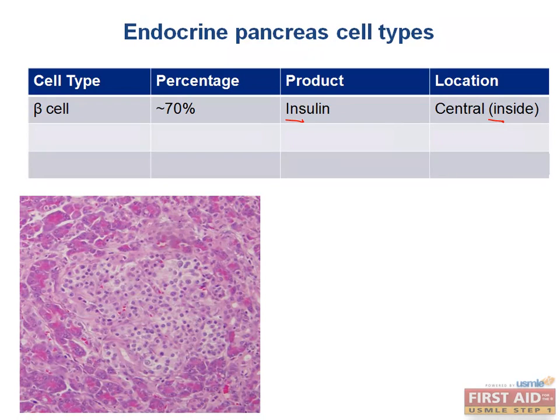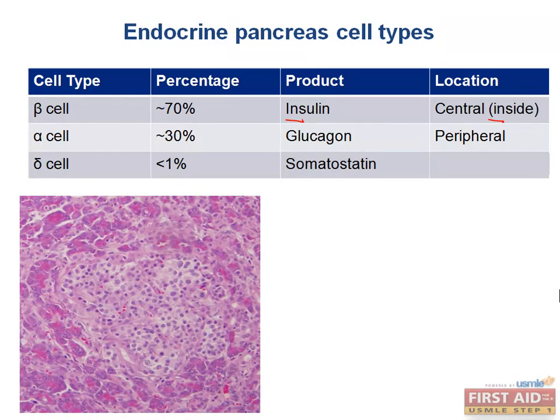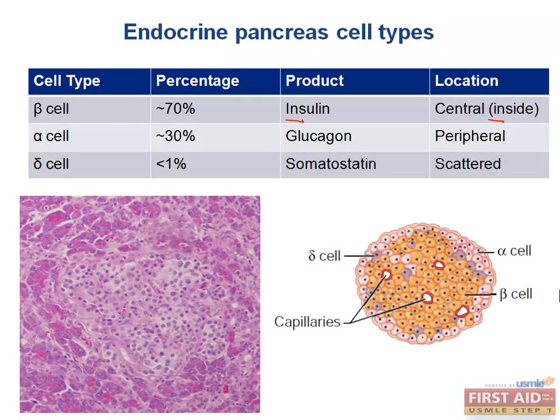The next most prevalent cell type are alpha cells, which produce glucagon, which are located peripherally. Finally, we have delta cells that produce somatostatin and are interspersed throughout the islet. Here is a cartoon that more clearly depicts the locations of these three different cell types. That wasn't so bad, was it?